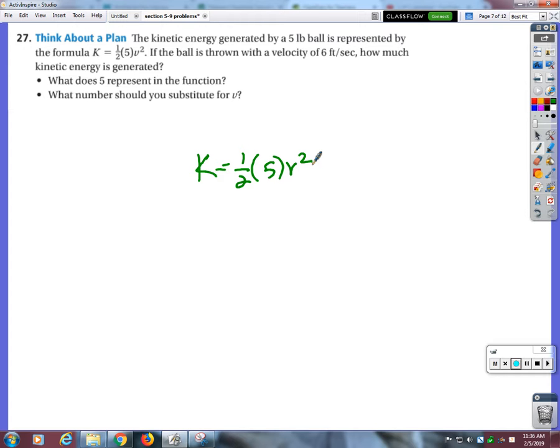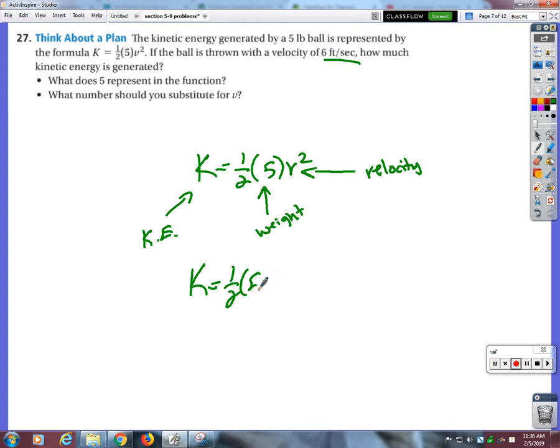So in order to answer this question, we just have to figure out what the different pieces are here. What does the K stand for? The kinetic energy. This is what we're trying to figure out. Where does the 5 come from? The weight of the ball. And so that leaves us, the V is the, Abby? Velocity. Okay. So if the velocity is 6 feet per second, then all I have to do is plug in a 6 for the V. Okay? So 1/2 times 5 times 36 equals 90.